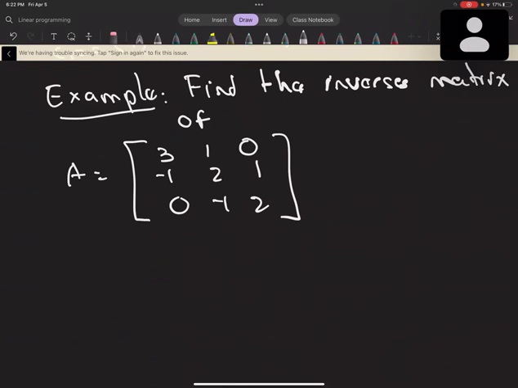Okay, so find the inverse of the matrix. So again, A inverse is gonna be 1 over the determinant of A, and then the adjoint of A.